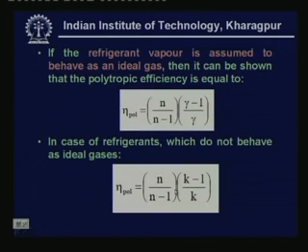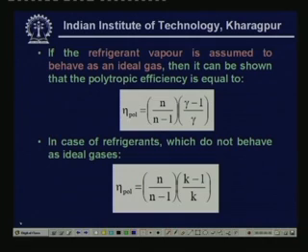And if the refrigerant vapor is assumed to behave as an ideal gas, then it can be shown that the polytropic efficiency is equal to this expression. So, under the assumption that refrigerant is behaving as an ideal gas, we can get a very simple expression for the polytropic efficiency in terms of the index n and gamma, and gamma, as you know, is the specific heat ratio Cp by Cv. Okay. So, this equation is valid only for the ideal gases.